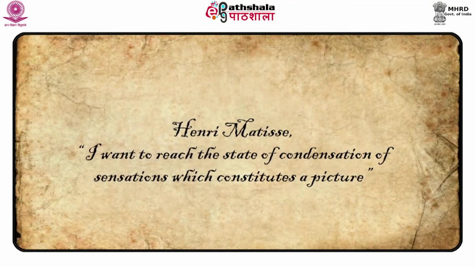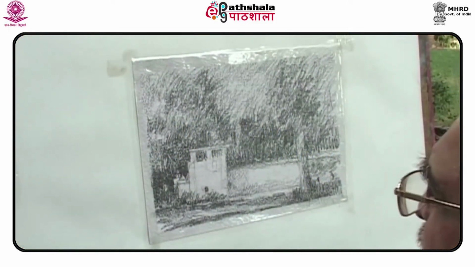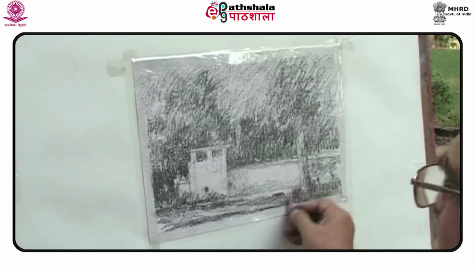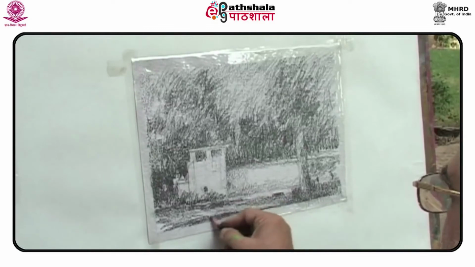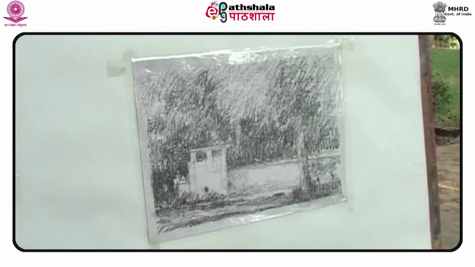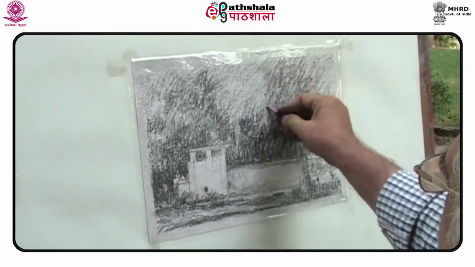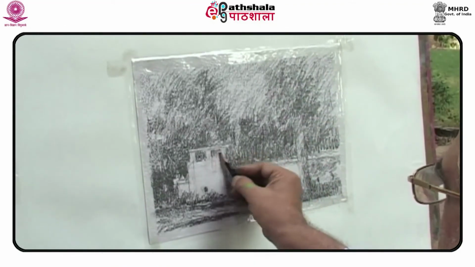Like Henri Matisse said, "I want to reach the state of condensation of sensations which constitutes a picture." The areas in the foreground need to be darker than the ones away to create a perspective. One can see there is no hard and fast rule being used in sketching and the strokes. Yet there is a rhythm and balance which comes with practice.